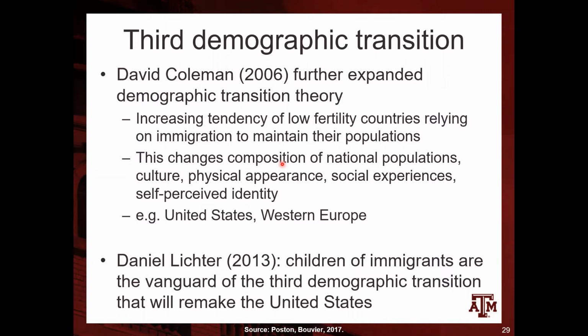Daniel Lichter: children of immigrants are the vanguard of the third demographic transition that will remake the United States. Children of immigrants are actually technically not immigrants, right? My children were born in the US. I'm an immigrant, I'm a first generation immigrant. My children are born in the US, they are Americans, US born. But they are second generation immigrants, technically speaking. But they are increasing in numbers in terms of percentage of the population in the US. Children of people born outside of the US are becoming bigger in percentage, and that brings diversity to the country.